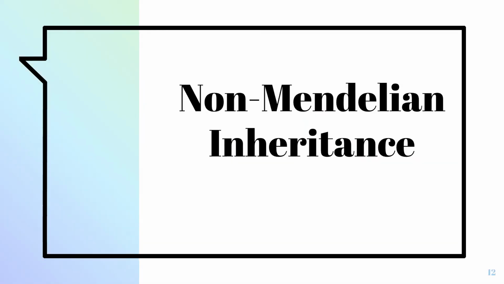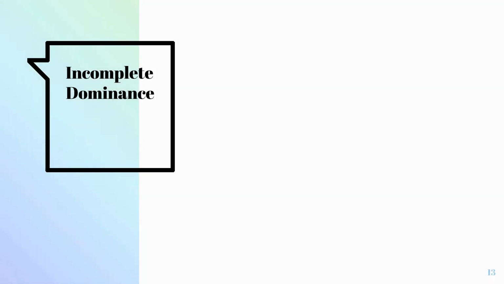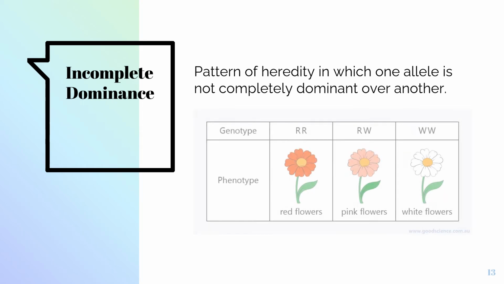Let us now proceed to our main topic, which is all about non-Mendelian inheritance. These are the rules of inheritance which do not follow Gregor Mendel's laws. It refers to any pattern of inheritance in which traits do not segregate in accordance with Mendel's laws. The first one is what we call incomplete dominance. The pattern of heredity in which one allele is not completely dominant over another.